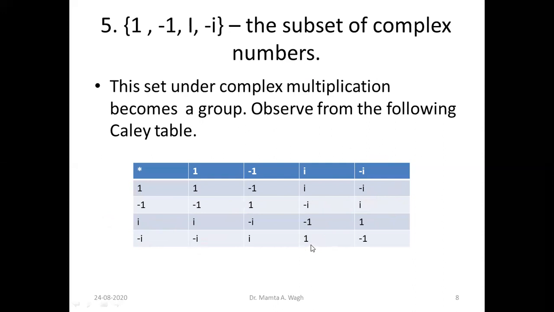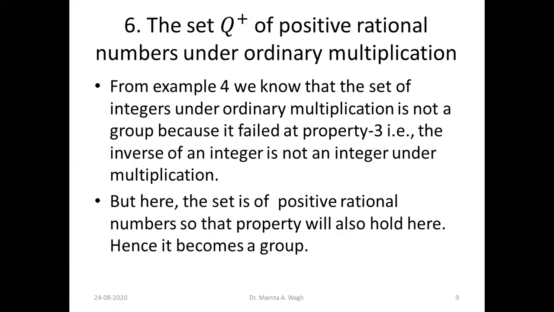So from here you can say that this set, which is the subset of complex numbers, forms a group under complex multiplication. Now let us see this example. Here you have the set of positive rational numbers Q plus, and the operation is ordinary multiplication.